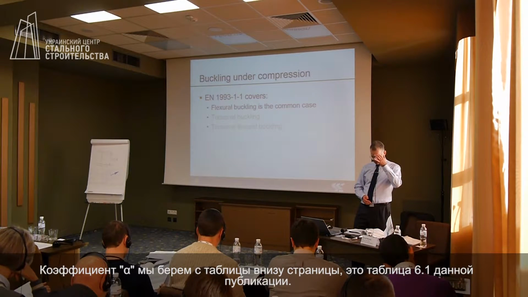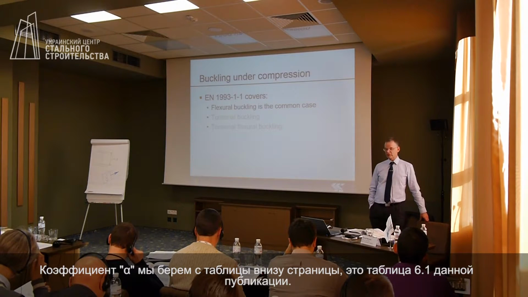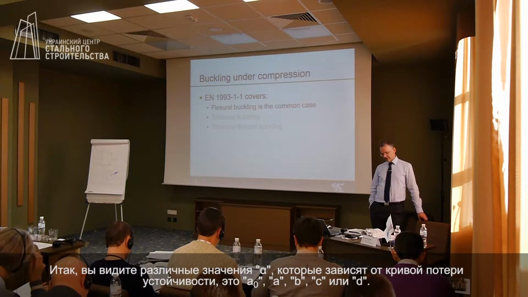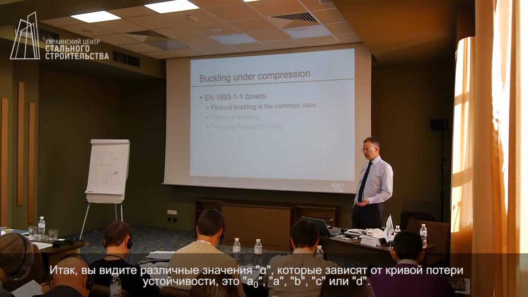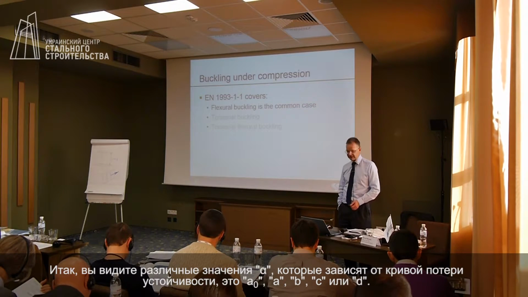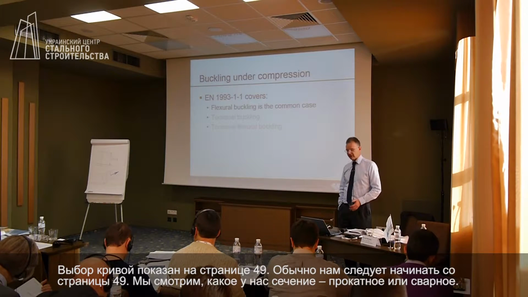Alpha is going to come from the table at the bottom of the page, table 6.1. So you'll see various values for alpha, and that depends on the curve: A0, A, B, C, or D. And the choice of curve comes from page 49.